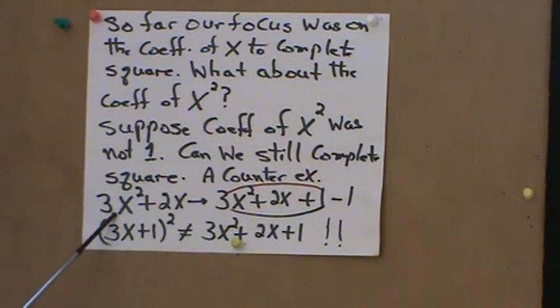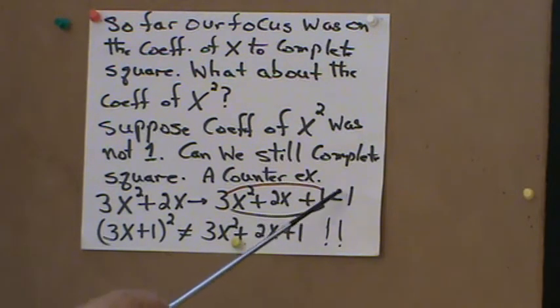Like this example I made. In this example I take half of the coefficient of x, which is 2, half of it is 1, add and subtract, plus 1 and minus 1. Is that right? So this is not changed. This 3 should give me a complete square according to the previous recipe. Let's see if it does.